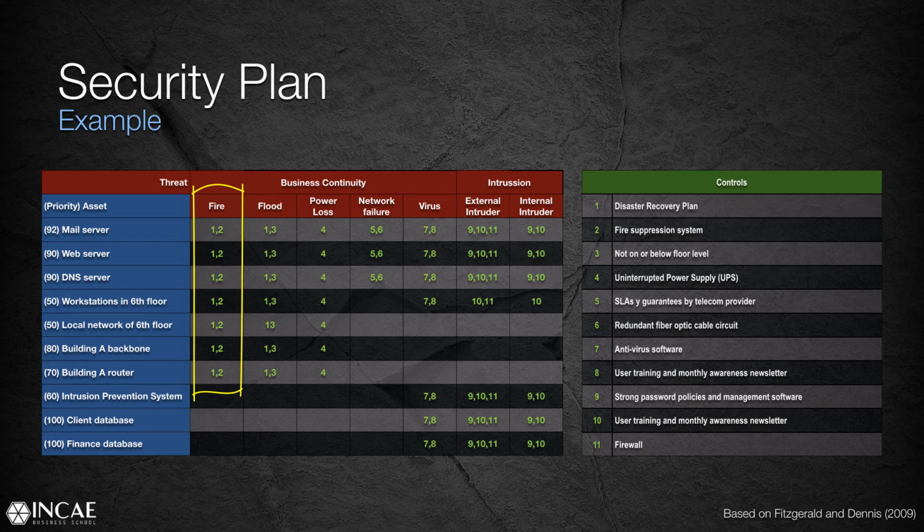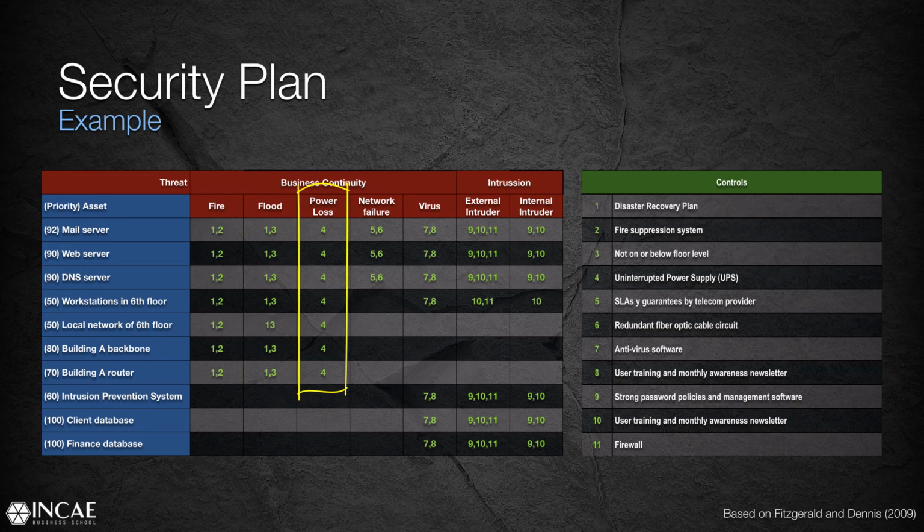Also, if we're talking about a fire, we would also want to have a fire suppression system, which is control number 2. Now, if we want to protect the mail server from a flood, we will also document how we're going to recover from this in the disaster recovery plan, but now we're going to take a different measure, which is to not have this physical server on or below floor level, because this is where water can accumulate. We can go on and protect all our equipment from power loss. How do we protect from this?